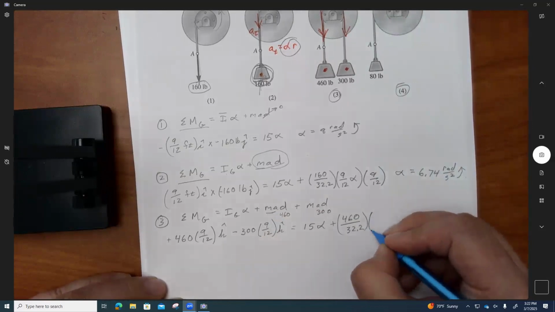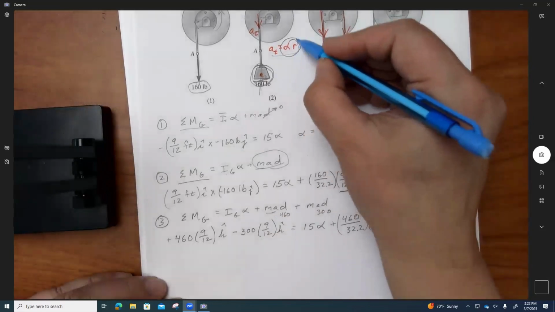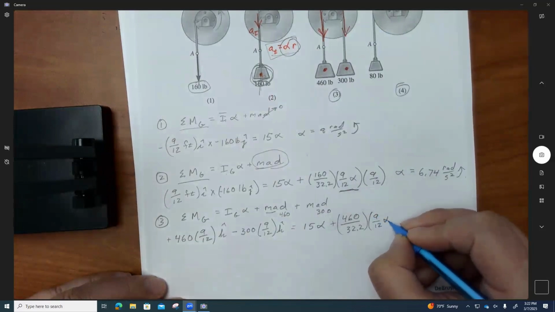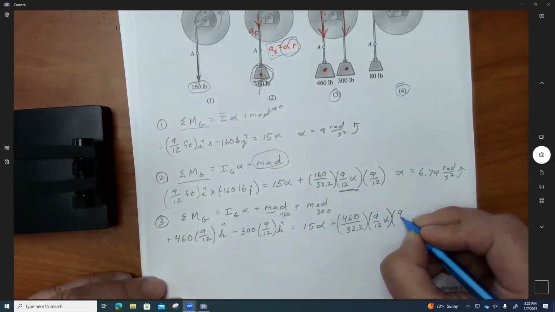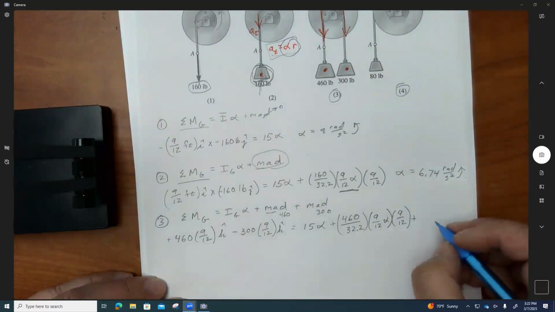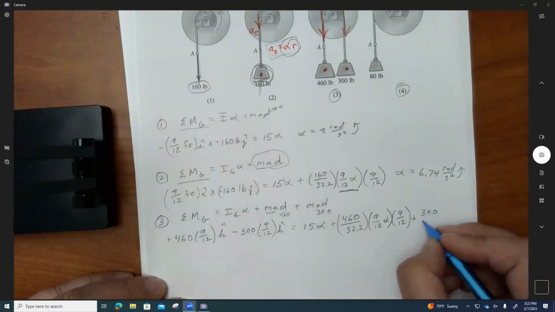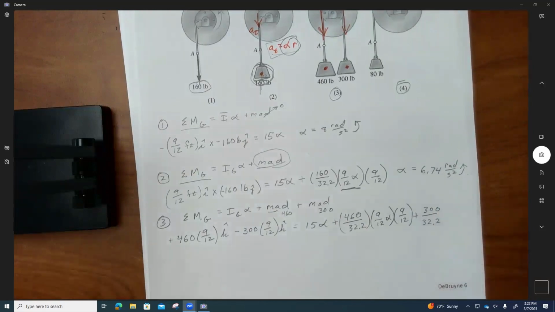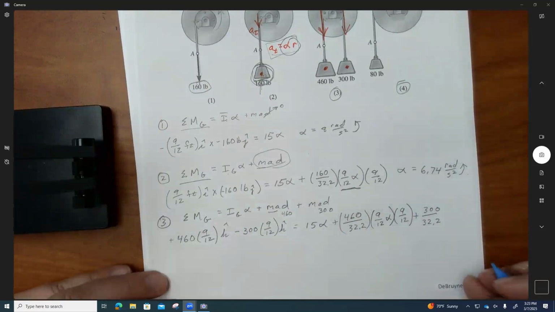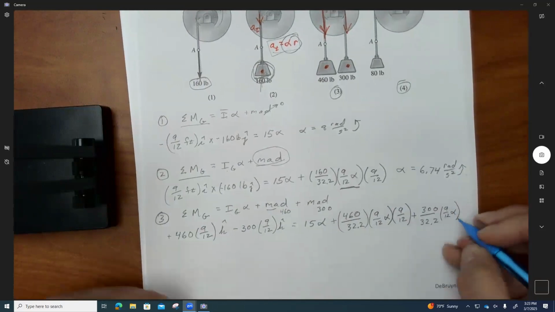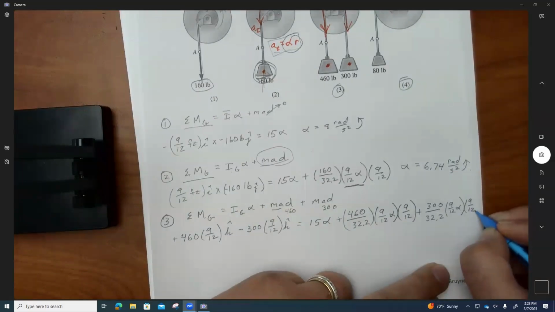And we're going to have the same sort of tangential equation that we have to deal with here. 9/12 alpha at a distance of 9 over 12. And plus 300 divided by 32.2. And this is going to be a plus K component. And this 9 over 12 alpha. And 9 over 12.